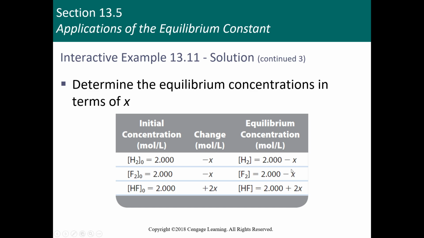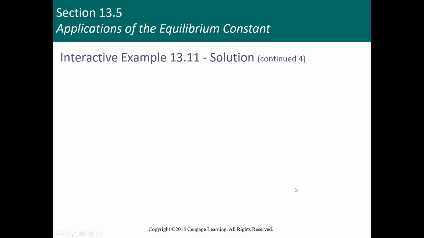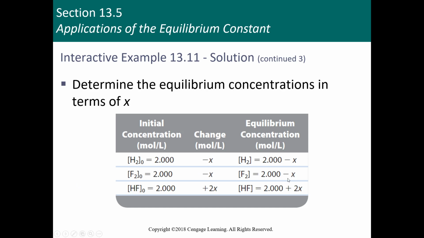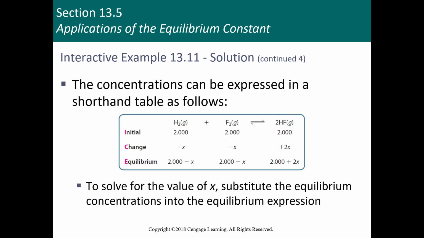Okay, so again, we have the initial, we have the change, so the equilibrium will be the initial plus that change. And so that is 2 minus x. This will be 2 minus x. This one will be 2 plus 2x. There you go. All right, we have our equilibrium concentrations right here. Those are those expressions right there. Those are little equations.